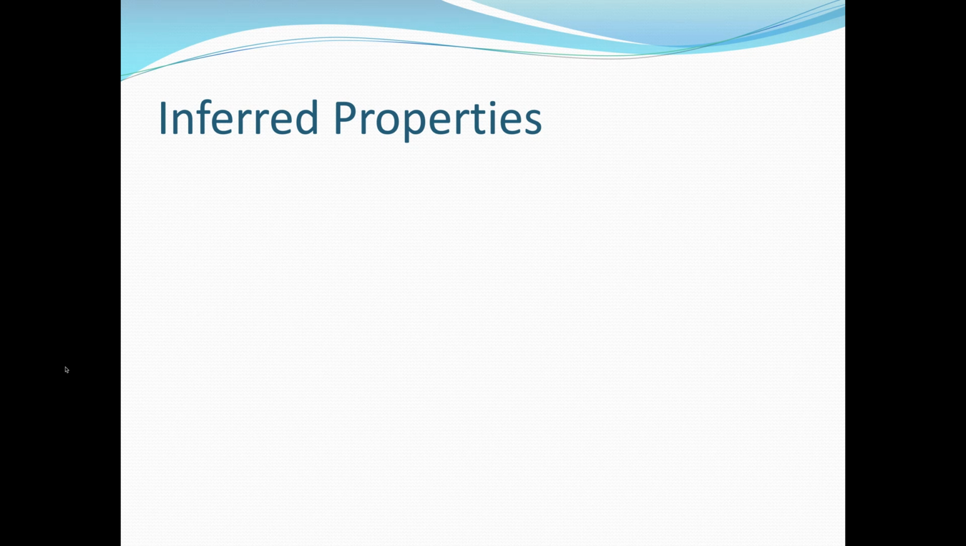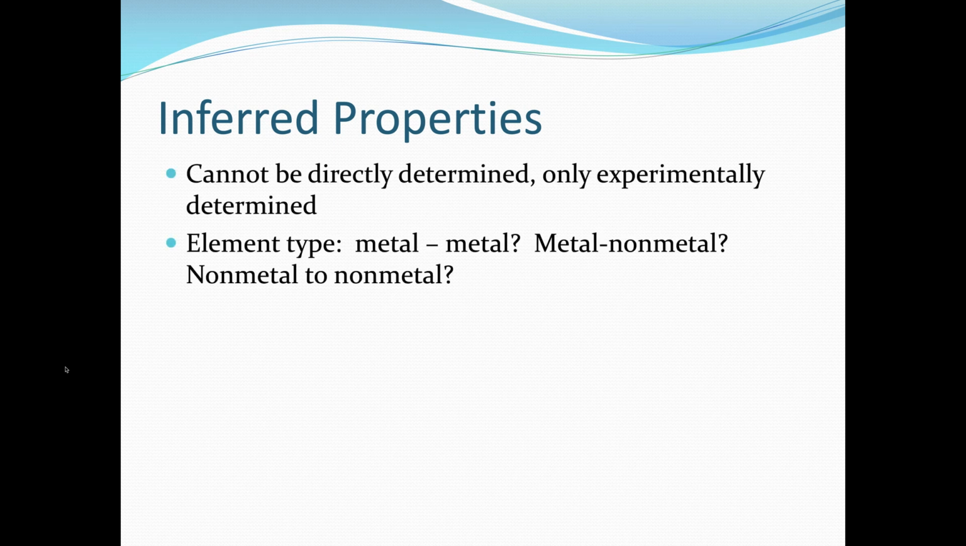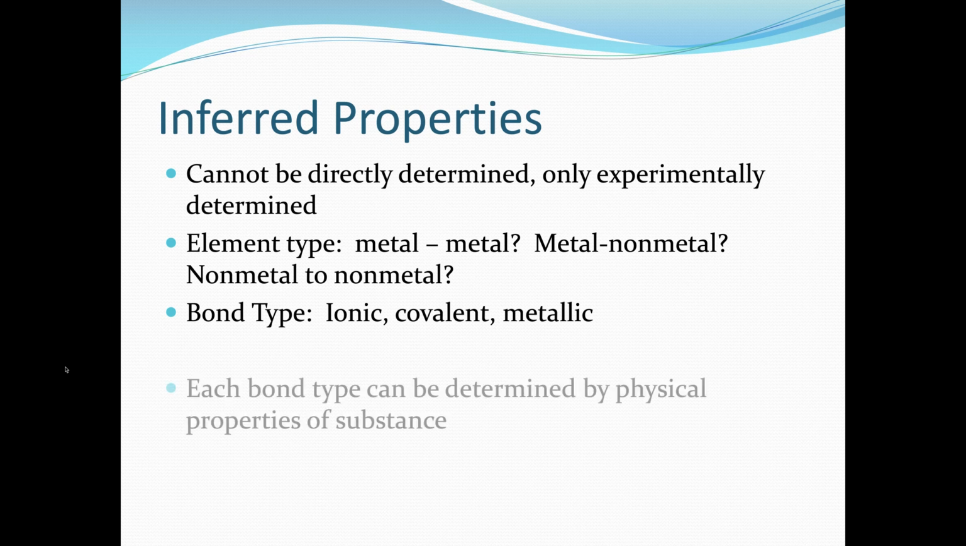There are also some properties that are inferred based on what we see on those previous properties. We can infer what types of elements are involved. Is a substance composed of metals only, a combination of metals and nonmetals, or just nonmetals only? What type of bond can we expect to see between these? Ionic, covalent, or one we haven't looked at yet, metallic. Metallic bonds do not make compounds. That's what holds metal atoms together, and also forms alloys.